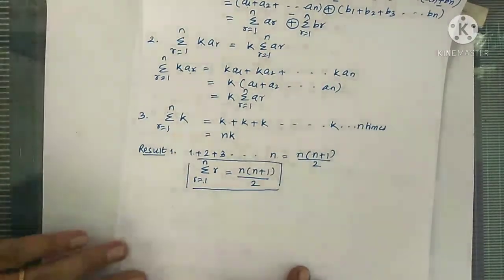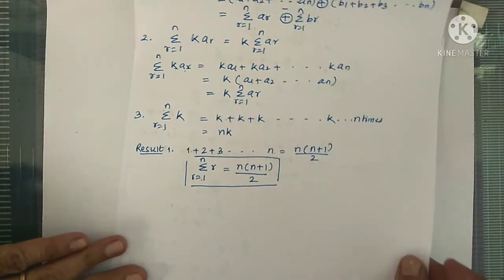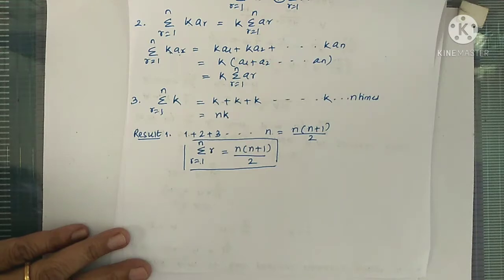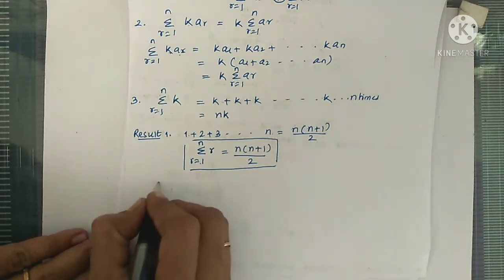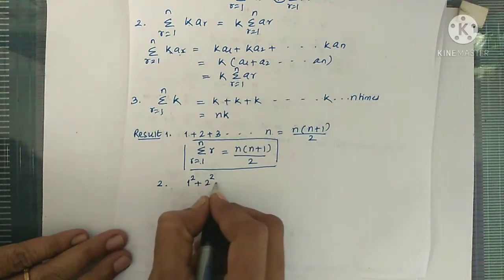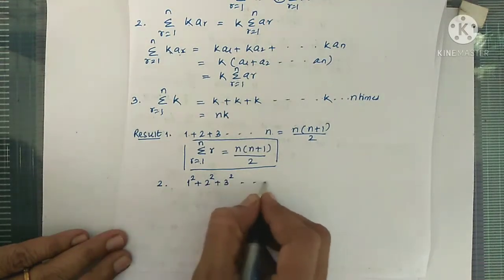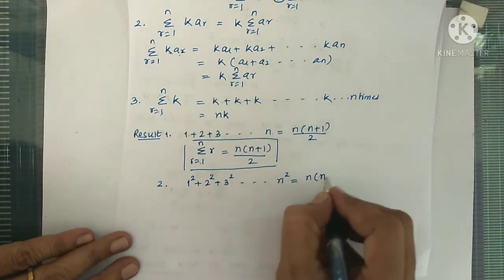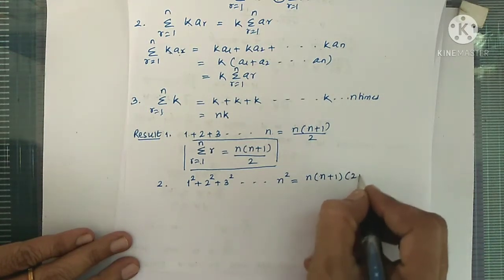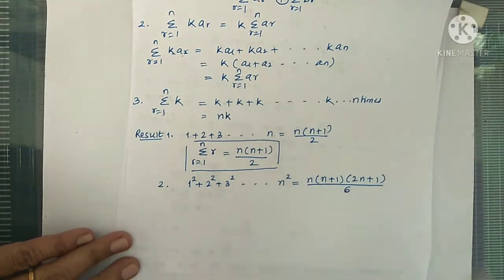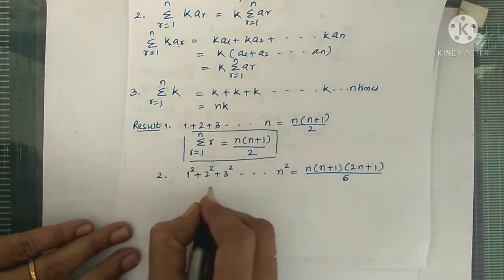So we are going to use this result as it is, and we will be proving this result when we study mathematical induction. Okay. The second one is, if we take the squares of first n natural numbers, then the result is this sum is n into n plus 1 into 2n plus 1 upon 6. We have to remember this result while solving the questions.